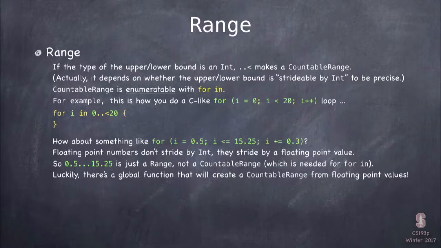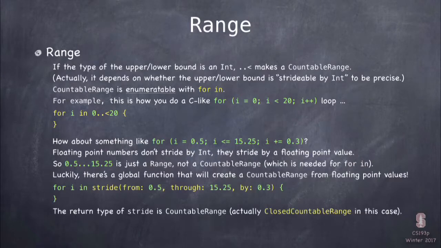But luckily, there's this great global function called stride. Stride takes a from and a to or a through, depending on whether you want to go through to the end or just to it, not including it, and a by, which is what it's going to step by. So here I say stride from 0.5 through 15.25, because I want less than or equal to, by 0.3. And that's going to create a new object. It's a countable range. Now it's a special countable range. It knows how to count from 0.5 to 15.25 by that 0.3 step. You don't worry how it implements it. Stride just creates you a countable range.